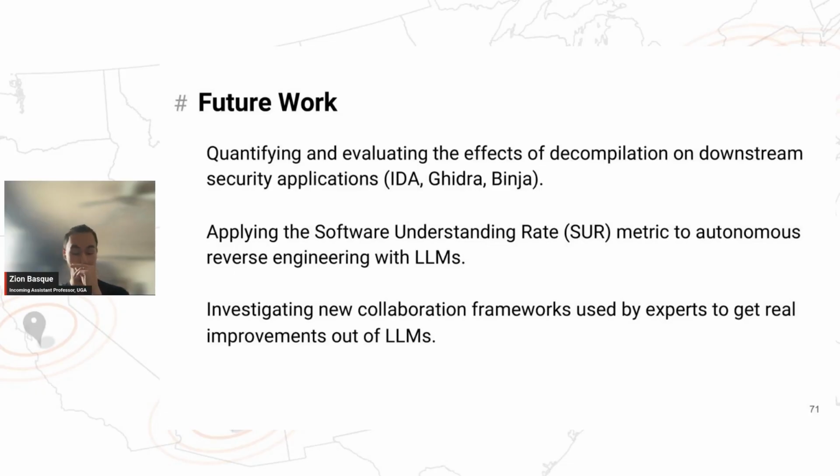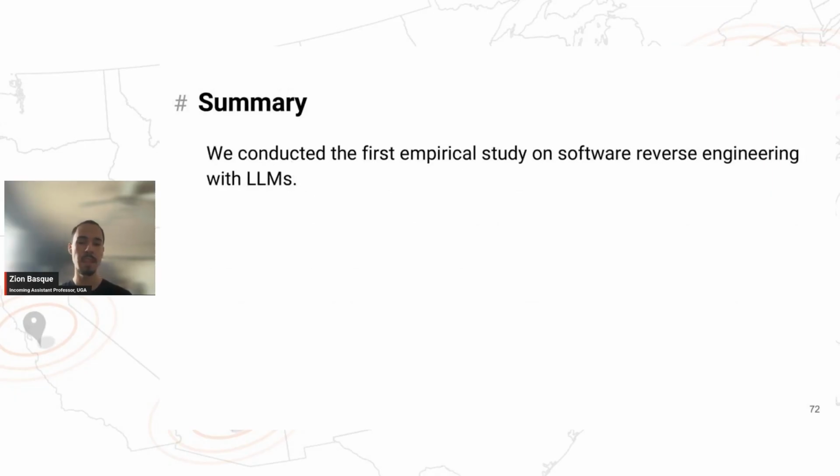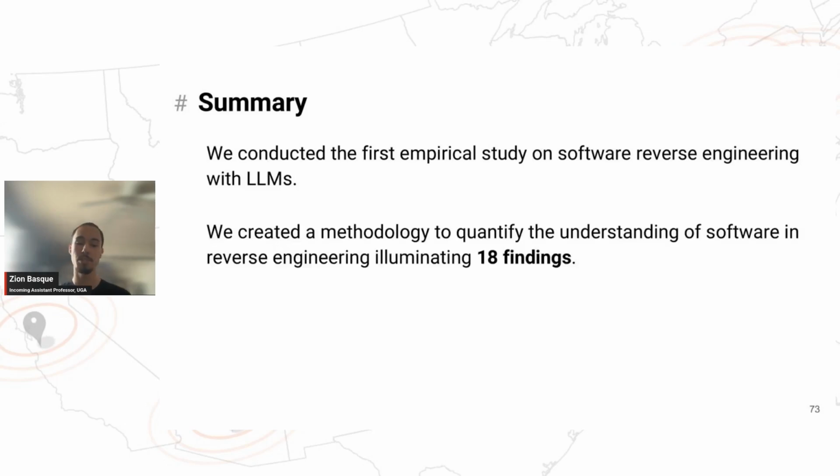And finally, investigating new collaboration frameworks. Recall that experts didn't benefit much from actually using an LLM. This indicates to us that there is a completely different way that experts actually need to interact with LLMs while reversing to get real improvement and to show real benefit to them, which we must investigate because experts are our first line of defense for different kinds of cyber operations. Finally, I want to summarize what our study did and what information you could find if you want to check out our paper later. We conducted the first empirical study on software reverse engineering with large language models, creating the first information you might find about how they're actually benefiting or hurting different practitioners while reversing.